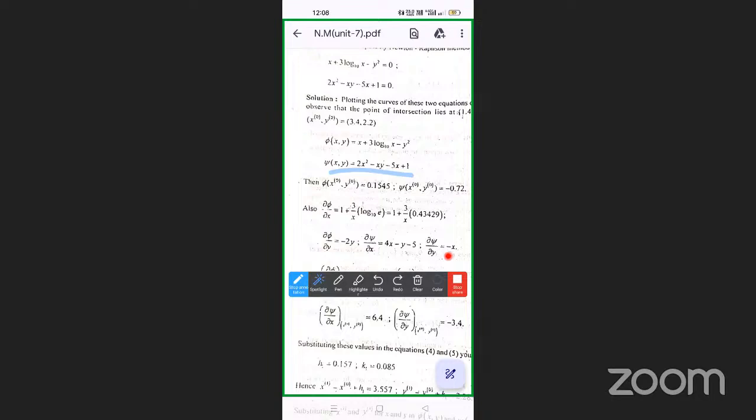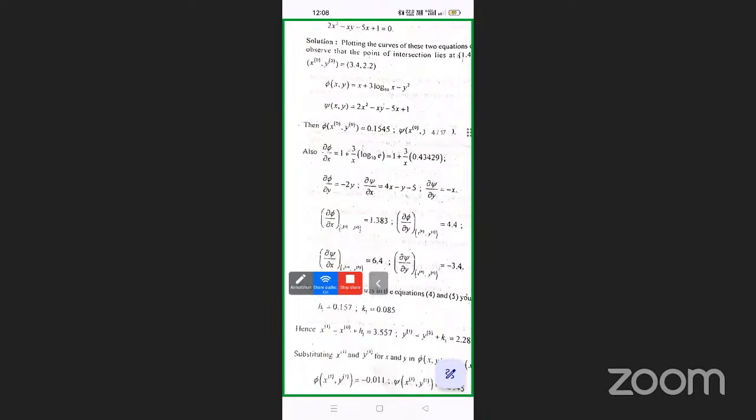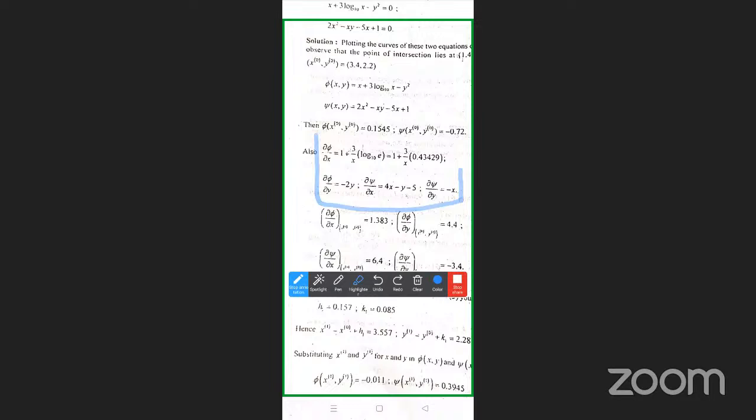So these are the differentiations of phi comma psi with respect to x and y. First, we are given 2 equations, that is phi comma psi. Next, we differentiate phi comma psi with respect to x and y. So these are the first order derivatives of phi and psi. So next, substitute the x naught comma y naught values, that is, the 0th iterative values.